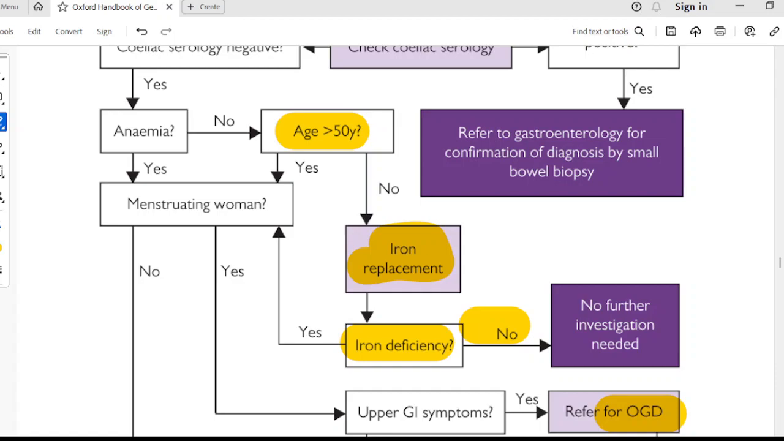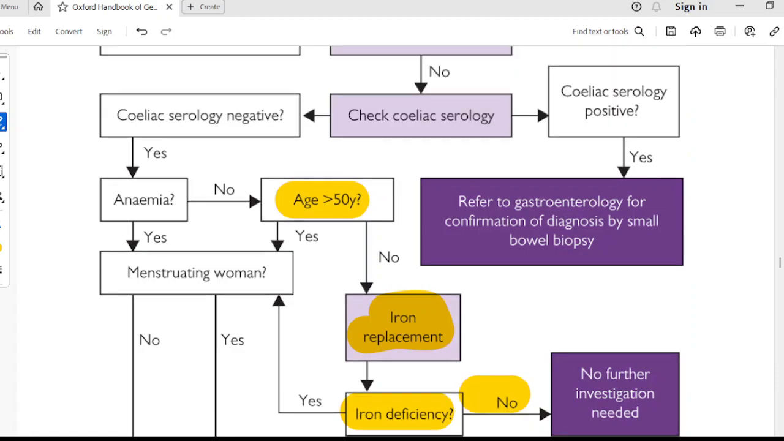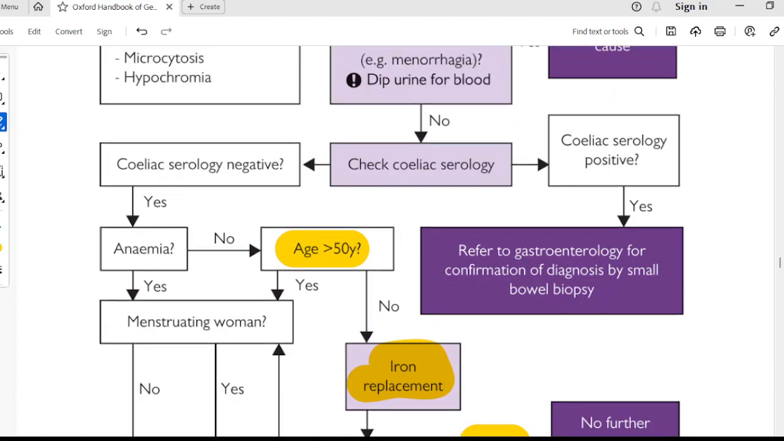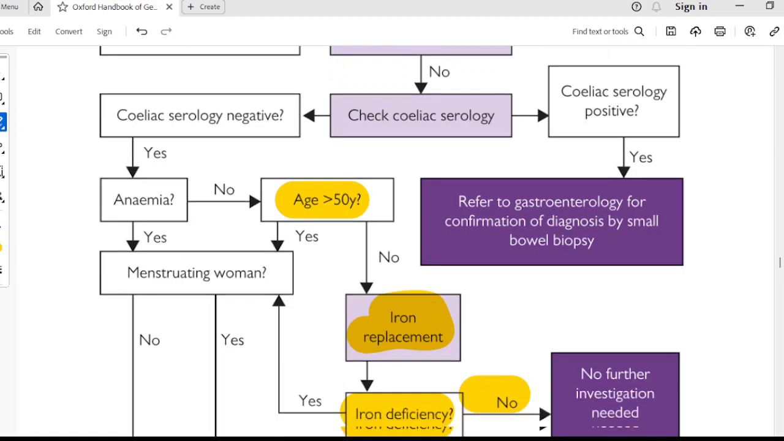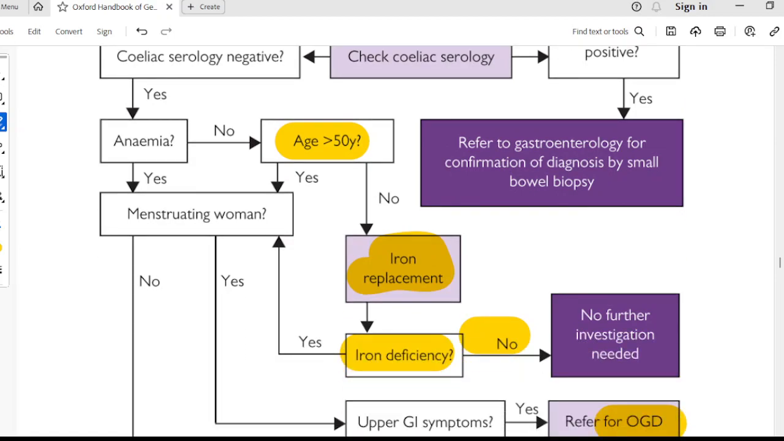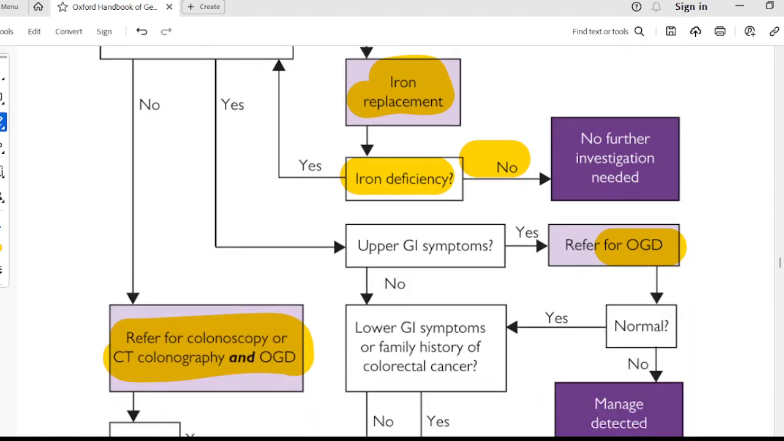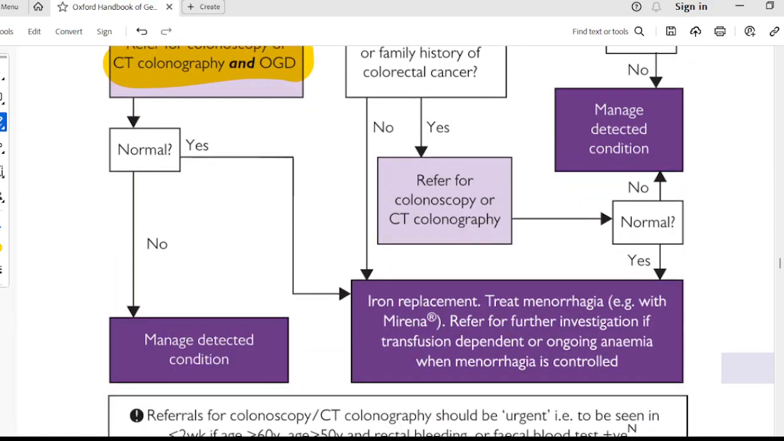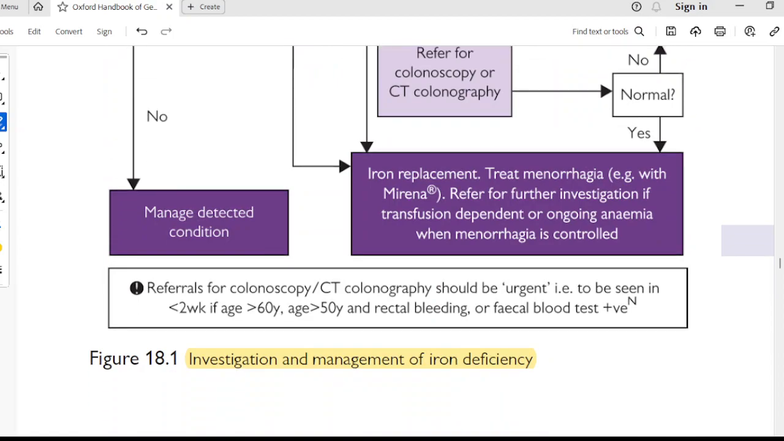If age is less than 50 years and there is anemia, celiac serology is negative, urine dipstick is negative and menorrhagia is not present, then just give iron replacement. Give iron replacement and check for iron deficiency after iron replacement. If still present, then you further evaluate with the endoscopies, or else if iron deficiency is not present or is corrected, then no further investigation is needed. So it's a very extensive flowchart.